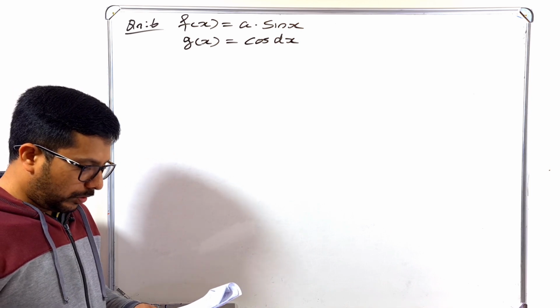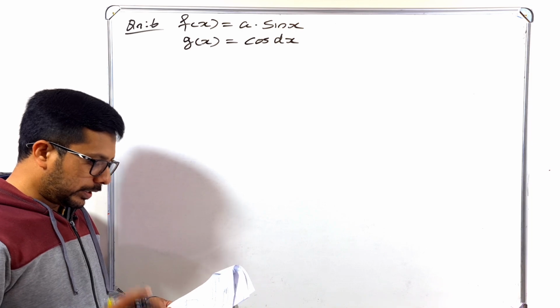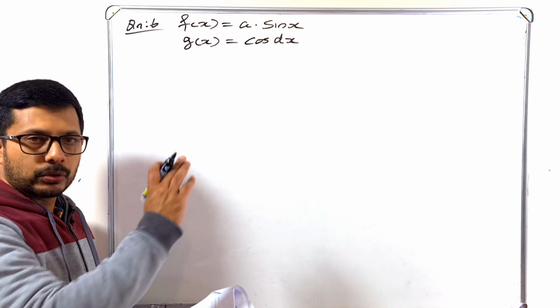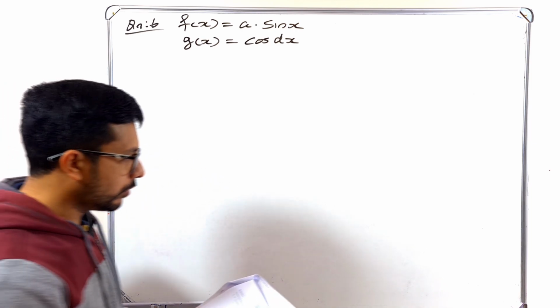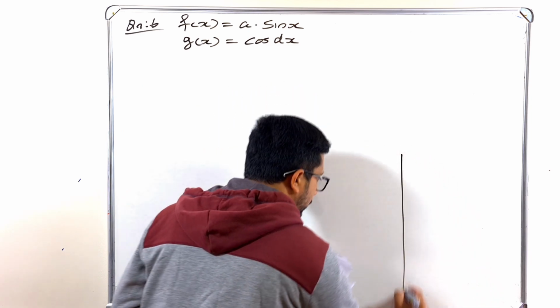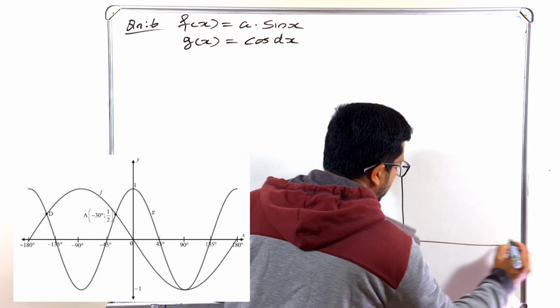Okay, now there is a graph given there, so let me draw that graph first. Okay, then based on that one I will explain. So there is a y-axis, x-axis.